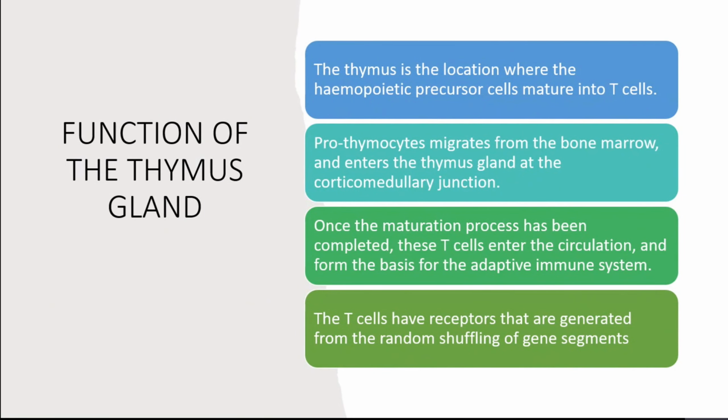Now let's talk about the main function of the thymus gland. The thymus is the location where hemopoietic precursor cells mature into T cells. Prothymocytes migrate from the bone marrow and enter the thymus gland at the corticomedullary junction. Once the maturation process has been completed, these T cells enter the circulation and form the basis for the adaptive immune system. The T cells have receptors that are generated from the random shuffling of gene segments.